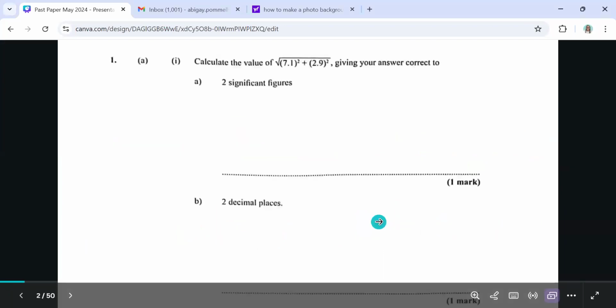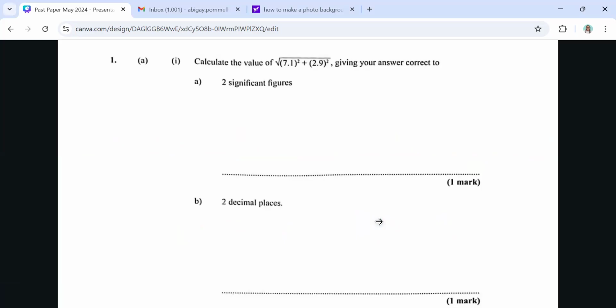All right. So the first question says what we want is to calculate the value of the square root of 7.1 squared plus 2.9 squared, giving your answer correct to two significant figures. First, we're gonna take out our little calculator and put it in, and your answer should be on the calculator.